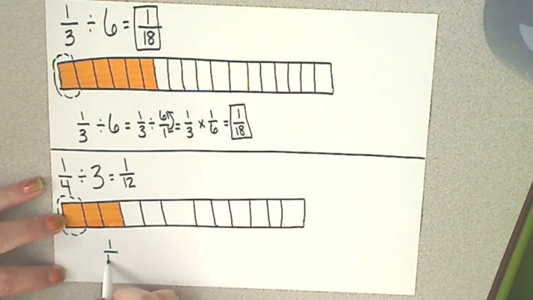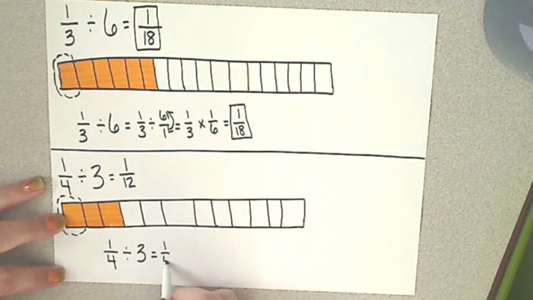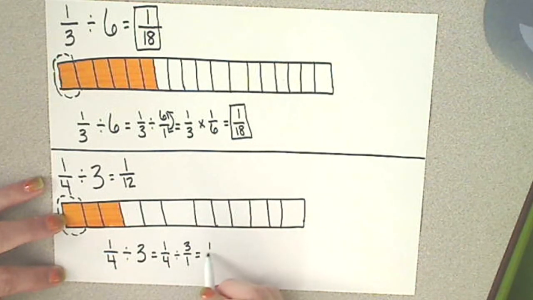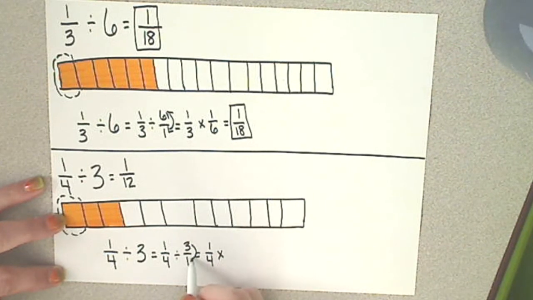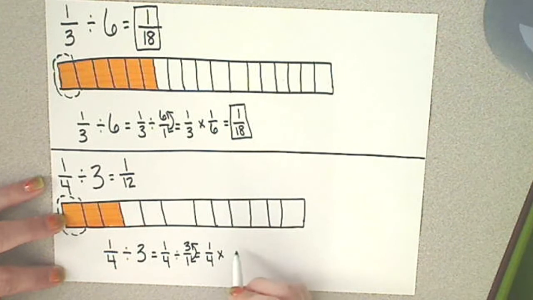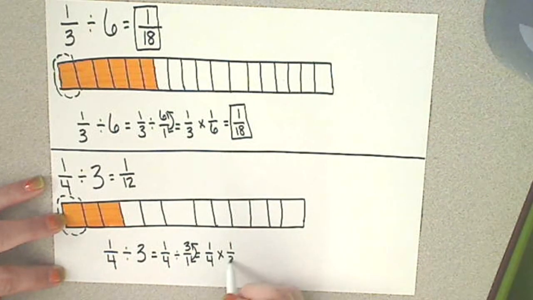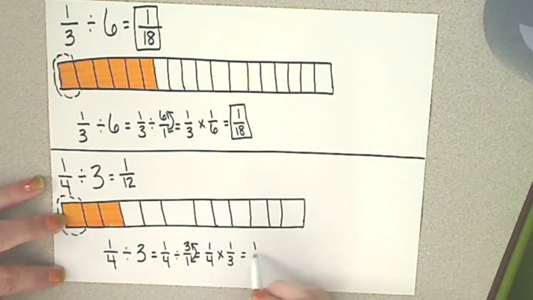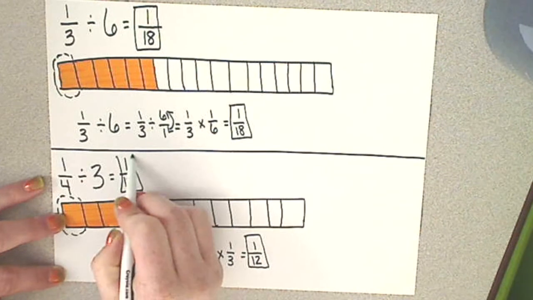We started with 1/4 divided by 3. 1/4 divided by 3/1, because 3/1 is equal to 3. And now we need to multiply 1/4 times the reciprocal of our second factor, 1/3. 1 times 1 is 1, 4 times 3 is 12. Okay.